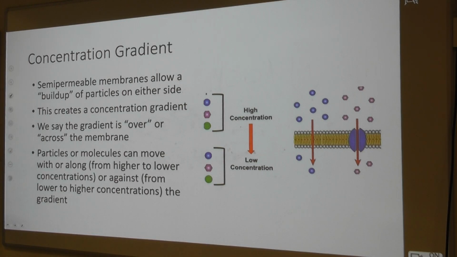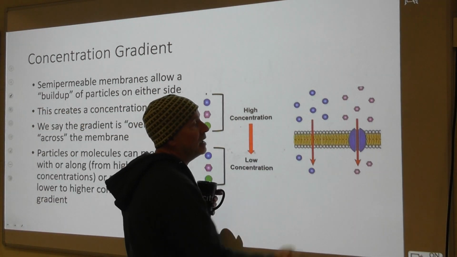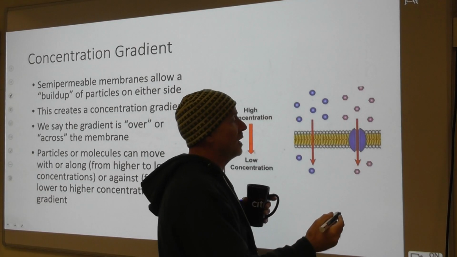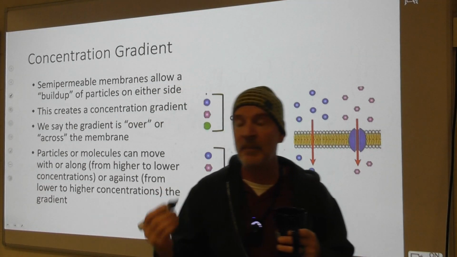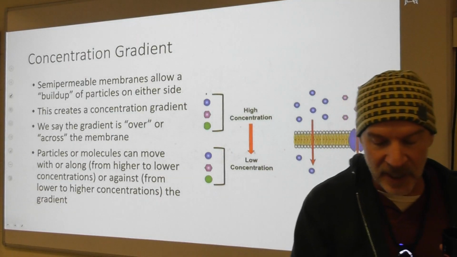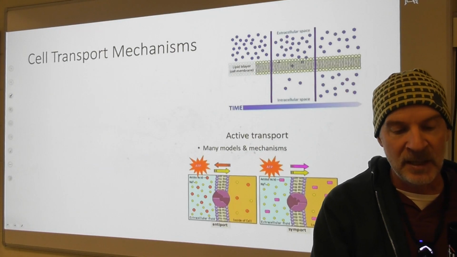And then when we talk about movement of things relative to those concentration gradients, it turns out that it can move both ways. You could have a particle move from where there's a lot of it to where there's not a lot of it, or it can move from where there's not very much of it to where there is a lot of it. But that has to happen in a couple different ways.